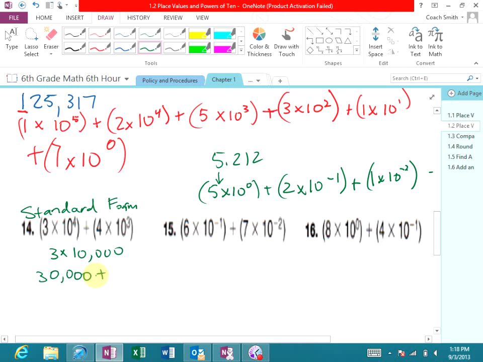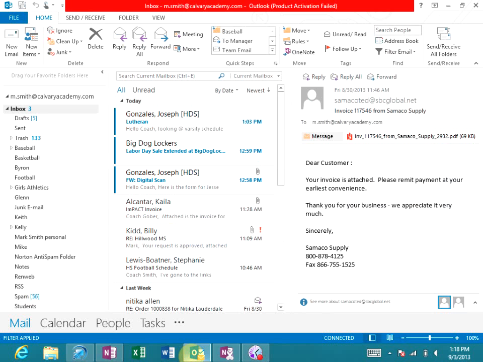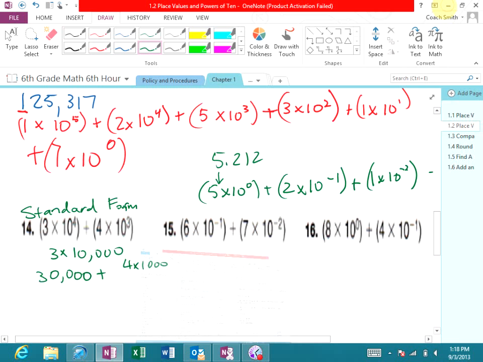Plus, then what would 4 times 10 to the third be? Shania. No, because if 10 to the fourth is 10,000, and then you drop 1 zero, so what would 10 to the third be? Judah? What place value is 1,000? So I'm taking 4 times 1,000. What is 4 times 1,000, Quaid? Oh, my bad. What is 4 times 1,000? 4,000.